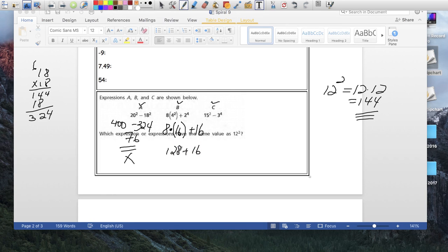Plus 16. Now I can add these two. And 128 plus 16 is, let's see, 4. Carry the 1. 2 plus 1 is 4. 144. Yay, look at that. So B has the same value as 144.